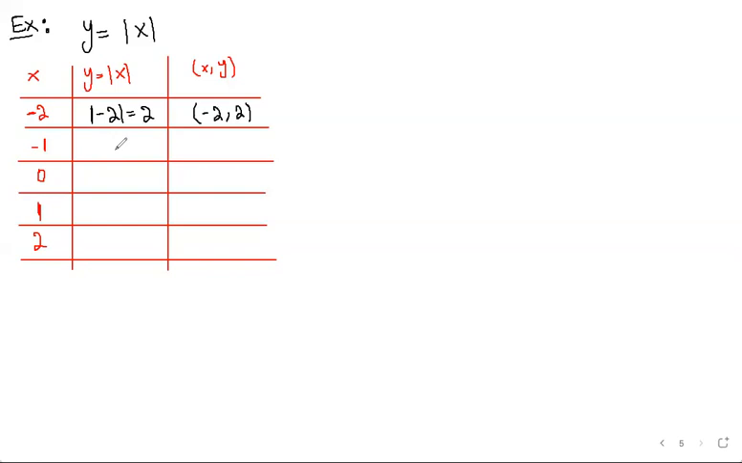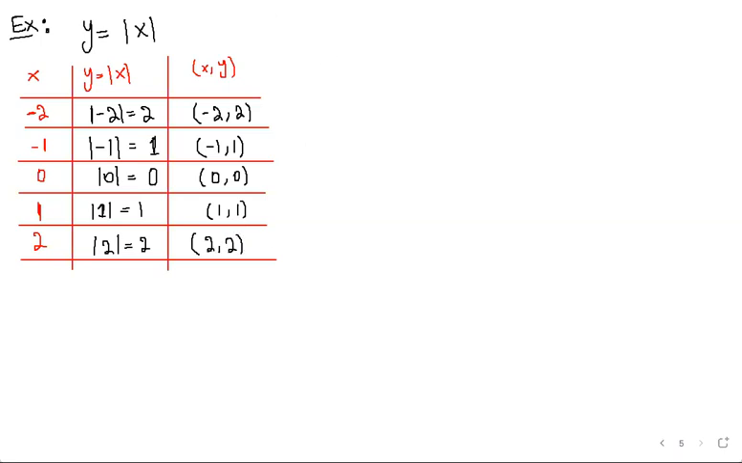Who will do the second one? What is the absolute value for -1? Just 1. So the point is -1, comma 1. For 0, what's the absolute value for 0? 0. So 0, comma 0. For 1, it's just 1 because it's already positive. So 1 comma 1, and the same thing for 2, the absolute value is 2. So now here 2 comma 2.